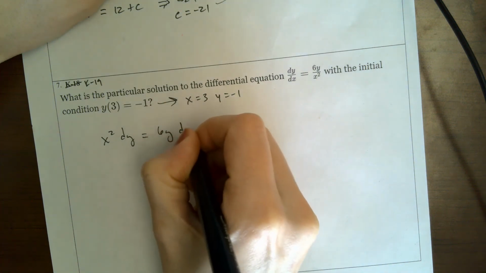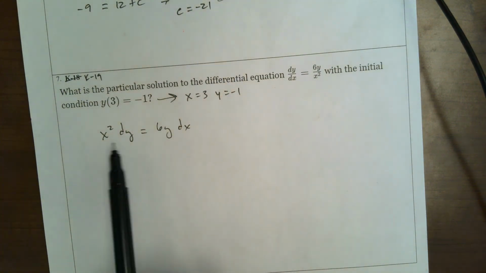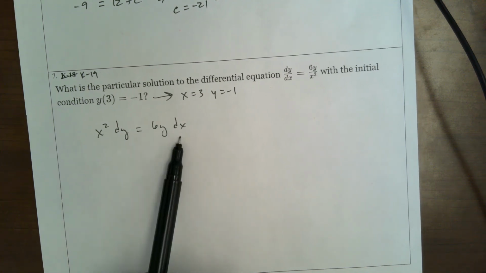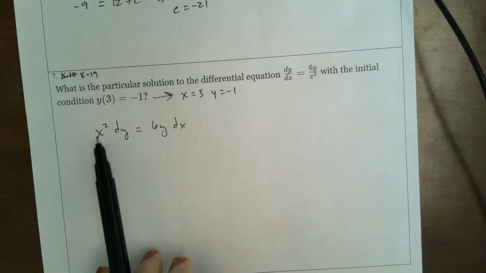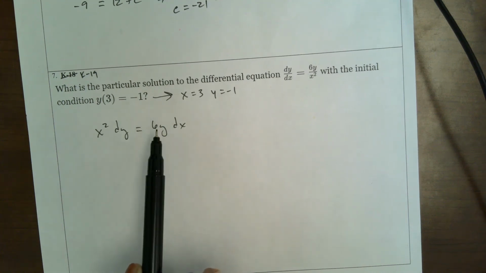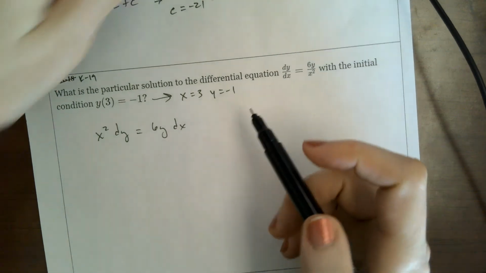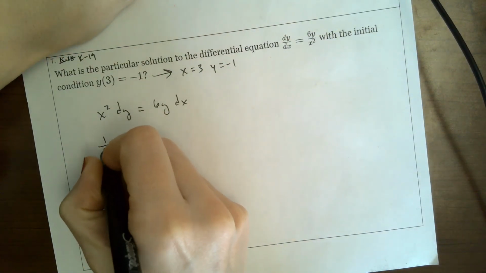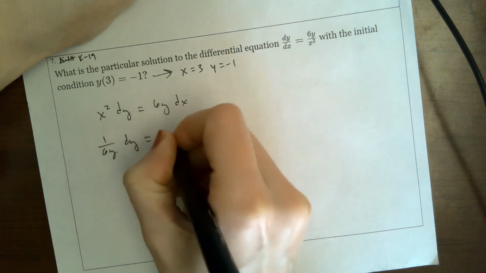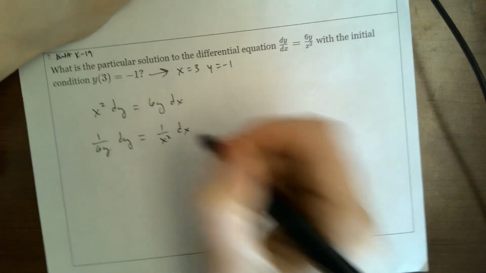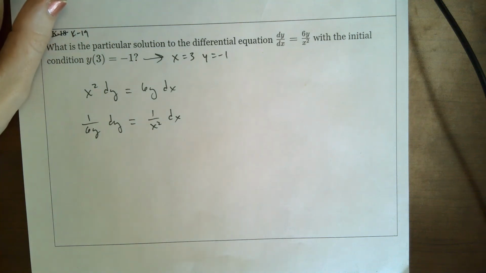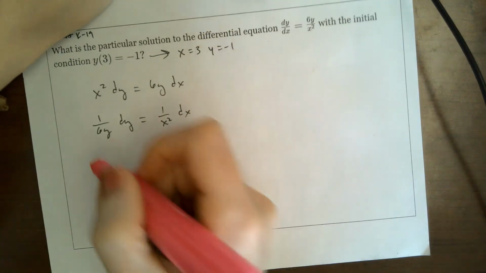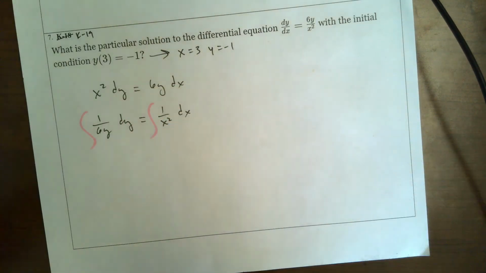equals 6y dx. And right away, guys, we've got a problem because we have to have just y's over here and just x's over there. So to get the x squared over here and to get the 6y over there, we've got to divide. So it actually ends up being 1 over 6y dy is 1 over x squared dx. And then at this point, you've got to take the antiderivatives.